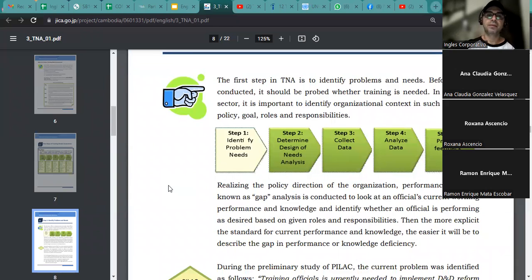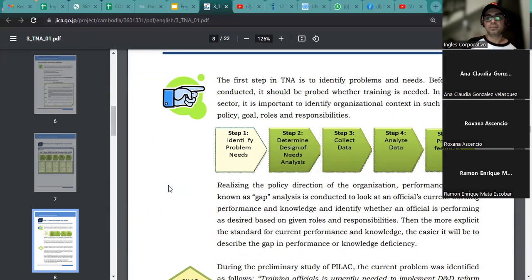Okay. It says, the first step in TNA is to identify problems and needs. Before TNA is conducted, it should be proved whether training is needed. In the public sector, it is important to identify organizational context in such aspects as policy, goals, roles, and responsibilities.